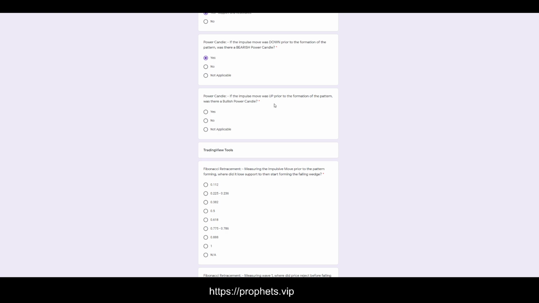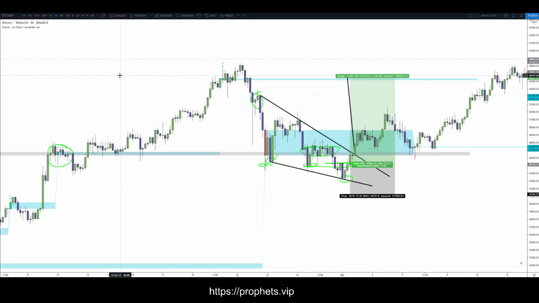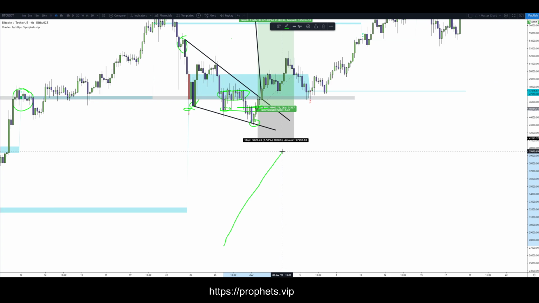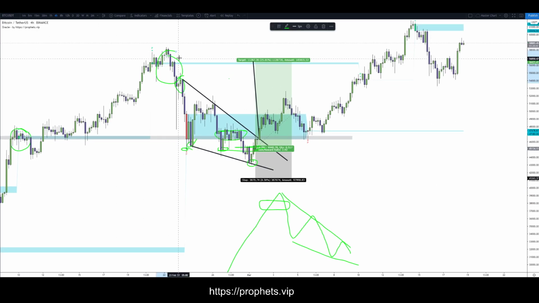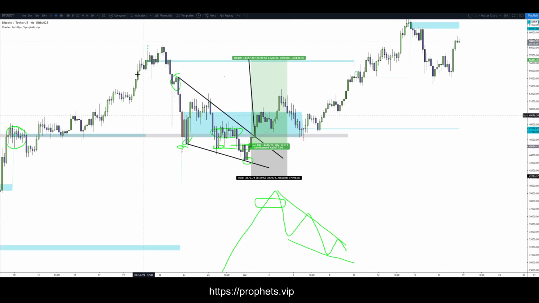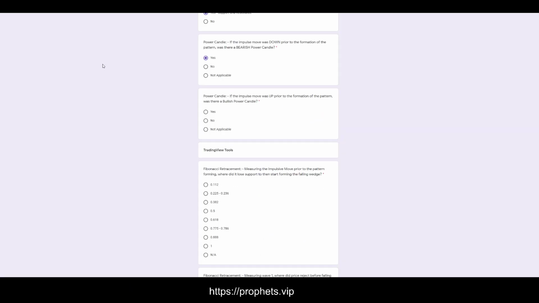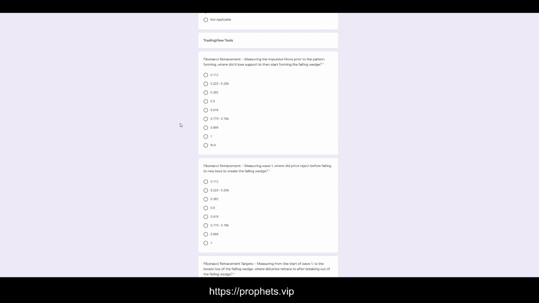If the impulse move was up prior to the formation of the pattern, was there a bullish power candle? Let's say, for instance, in an ideal world, this came up here and then did our falling wedge. So it got tighter and tighter, right? But there was a P candle, say here, within the wedge in this first dip. So like this one here, because we've got this no man's land here, right? That's not quite relevant. This P candle isn't relevant to this formation. However, if it formed very cleanly like this, which does happen, then it would be relevant. So in this case here, not relevant. No.